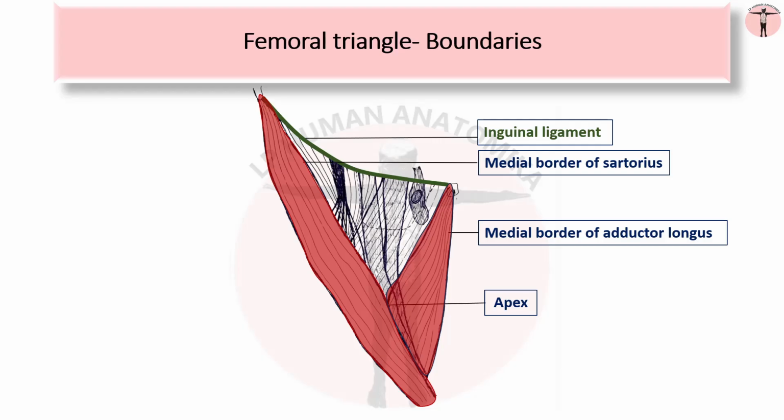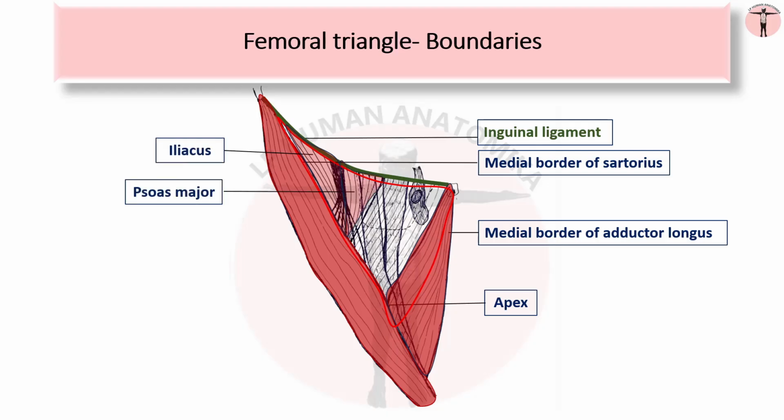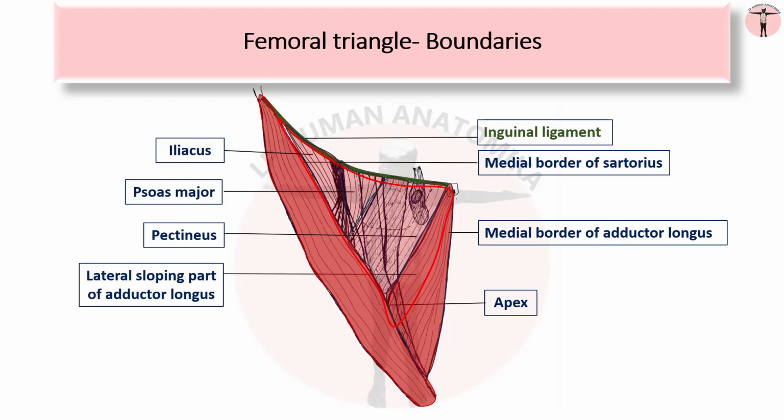The floor is gutter shaped and is formed from lateral to medial side by iliacus, tendon of psoas major, pectineus and adductor longus. Between the iliacus and the psoas major intervenes the trunk of femoral nerve. The gap between the psoas and pectineus transmits the medial circumflex femoral vessels. The profunda femoris vessels pass through the interval between the pectineus and adductor longus, and the roof is formed by the fascia lata.